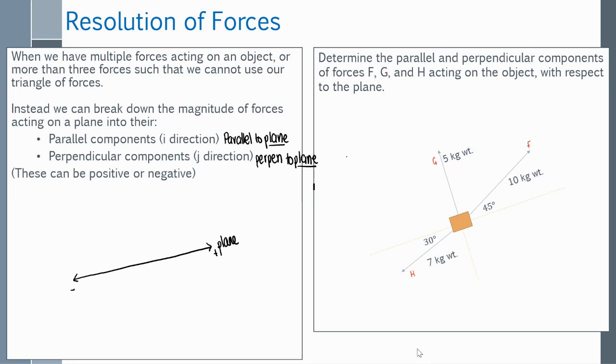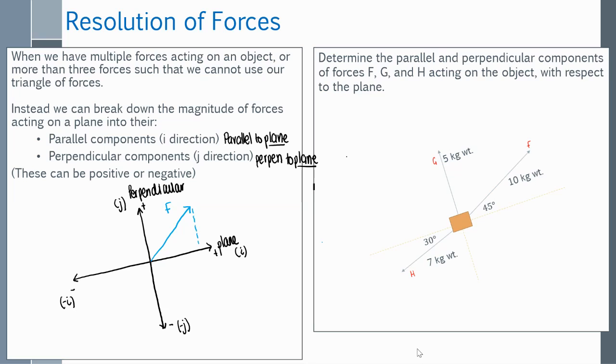Here is our plane. I'm going to make the right the positive direction, the left the negative direction. The same for our perpendicular axis. This axis is perpendicular to the plane. Going up is positive, going down is negative. So the plane itself, we can imagine being the i, or unit vector, direction horizontally, and the j direction is the direction perpendicular to this plane vertically.